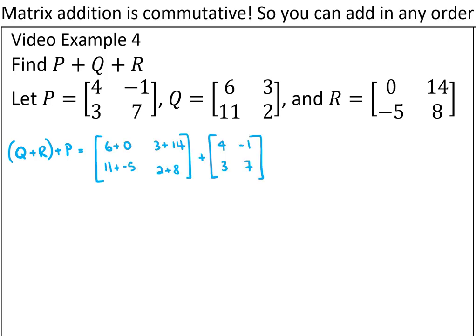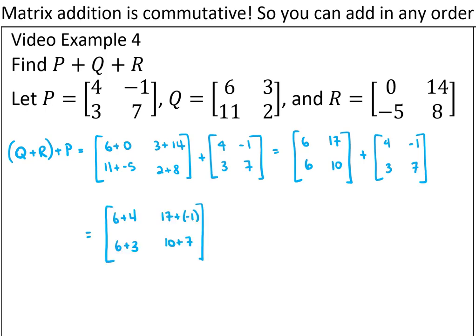So I'm just showing my work. You don't have to do this. You could add them in your head if you wanted to. So then you add the resulting matrices to each other. And once again showing my work, the result would be 10, 16, 9, and 17. And that would be my final answer.